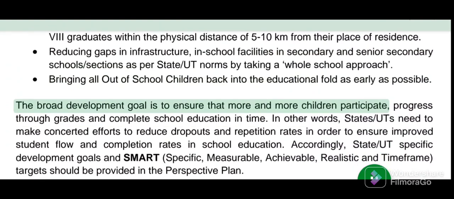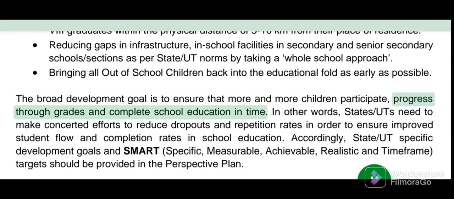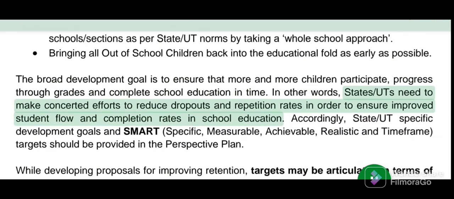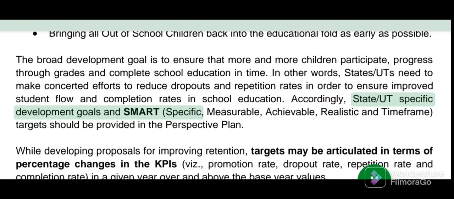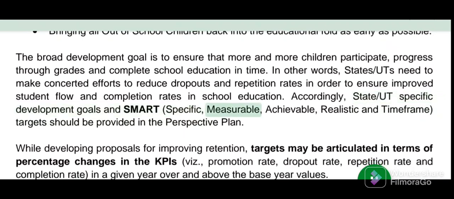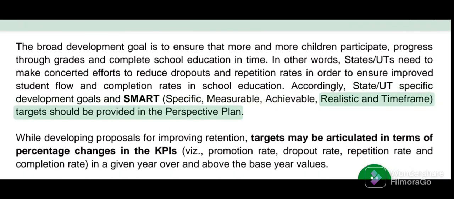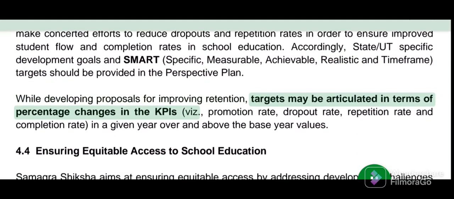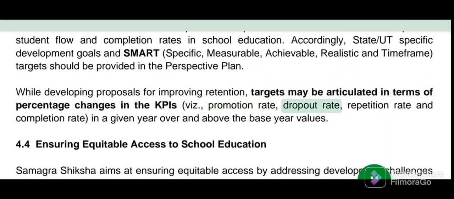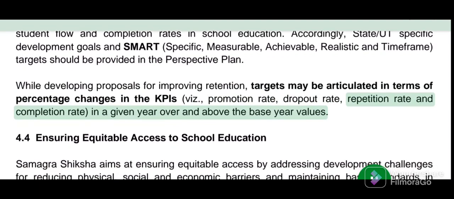The broad development goal is to ensure that more and more children participate, progress through grades and complete school education in time. In other words, states, UTs need to make concerted efforts to reduce dropouts and repetition rates in order to ensure improved student flow and completion rates in school education. Accordingly, state UT-specific development goals and SMART (specific, measurable, achievable, realistic and time-frame) targets should be provided in the perspective plan. While developing proposals for improving retention, targets may be articulated in terms of percentage changes in the KPIs, viz. promotion rate, dropout rate, repetition rate and completion rate in a given year over and above the base year values.